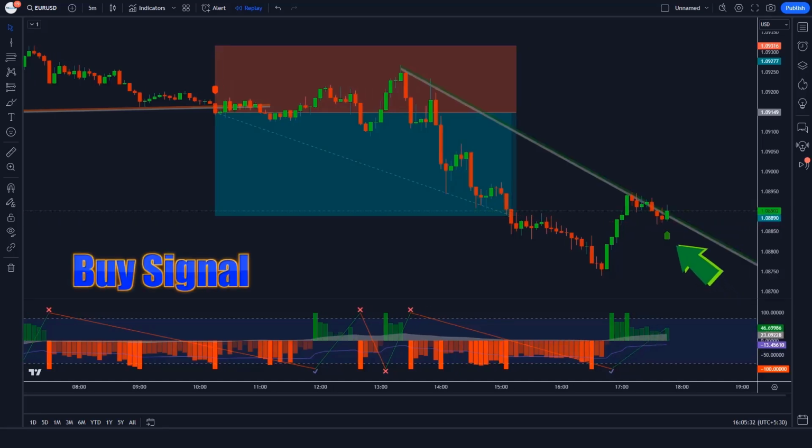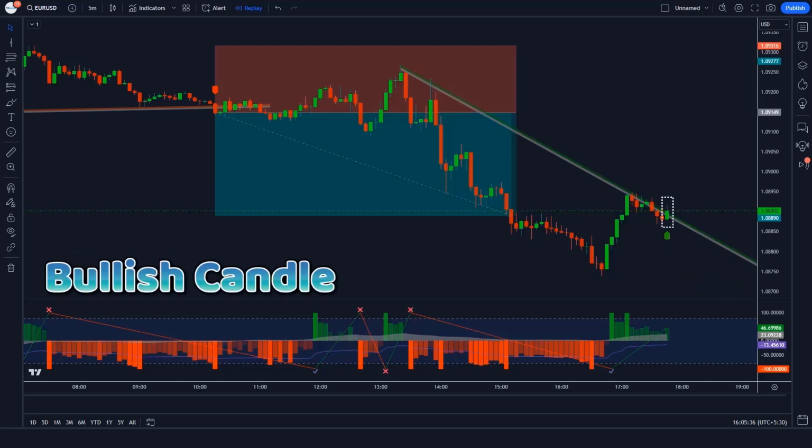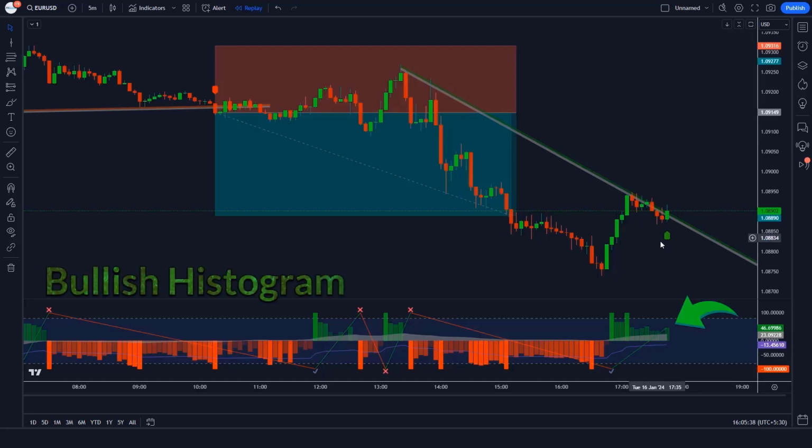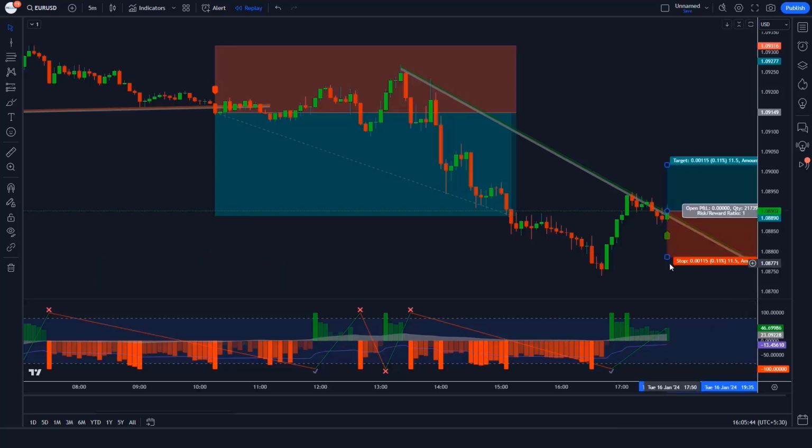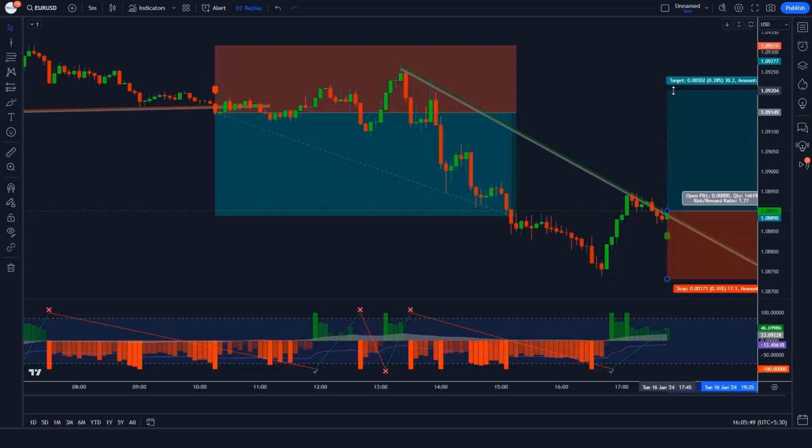The trendline breakouts indicator gives us buy signals. The market has made a bullish candle to give confirmation. And the histogram of the Super Trend Oscillator indicator is a bullish histogram. All these conditions are met, so we will place a buy order. Our stop loss will be placed at the current market's lower low level. And the risk to reward ratio will be 1 to 1.5.